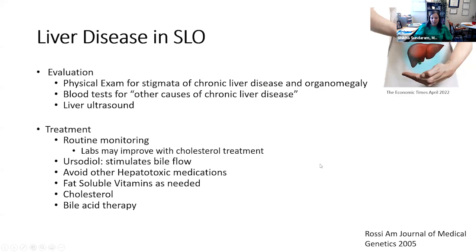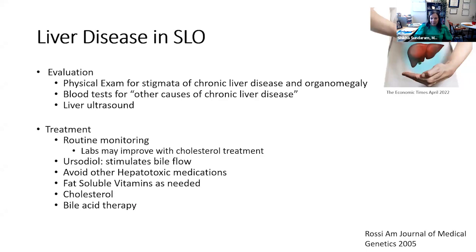When we see patients and are concerned about liver disease, we're looking for stigmata of chronic liver disease that include large organs, big liver or big spleen. We often are looking for, quote, other chronic causes of liver disease before we blame it on SLO. And we will often do a picture using liver ultrasound to see what the liver looks like.